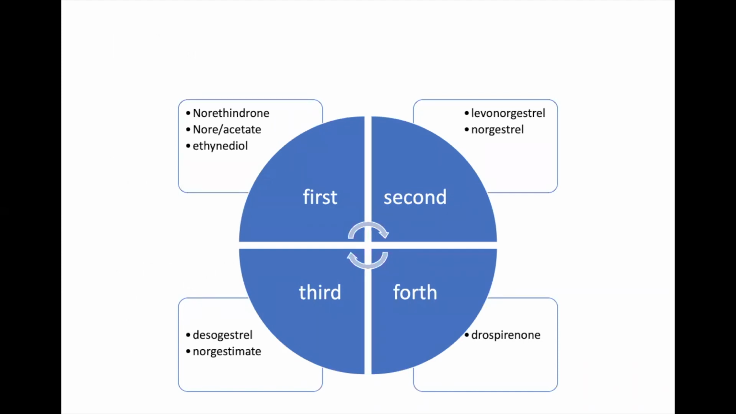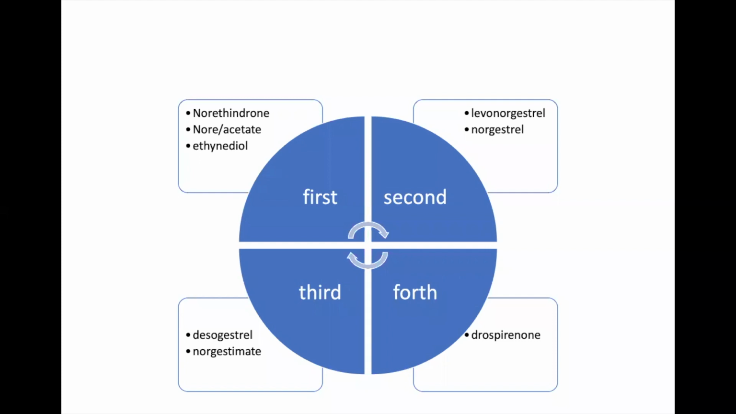This is the generation of the progesterone. We have 4 generations, the first and second and third and fourth generation. In the first generation, you can see the group: the norethindrone acetate, ethinyl estradiol. And in the second generation, levonorgestrel and norgestrel. Third generation, desogestrel and norgestimate. And in the fourth generation, we have drospirenone.